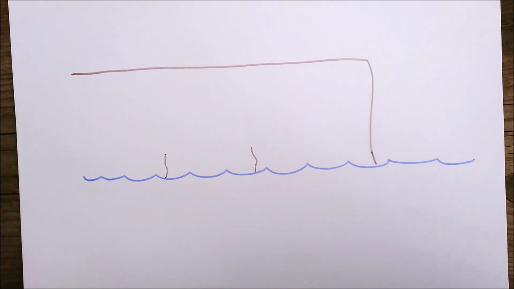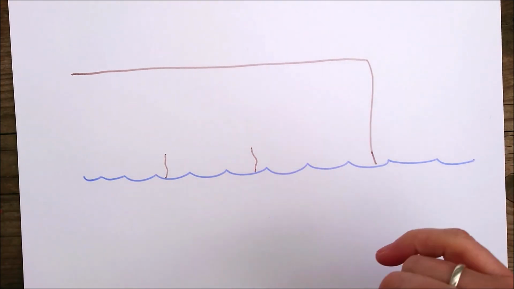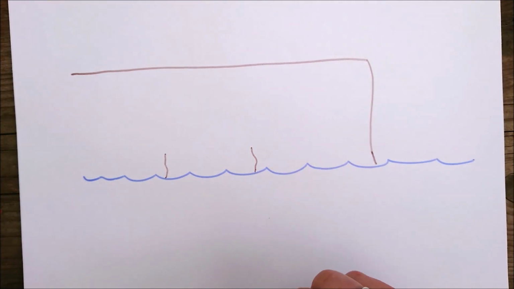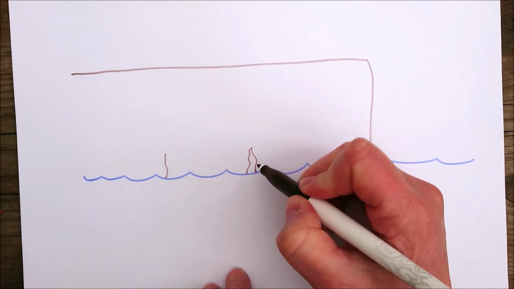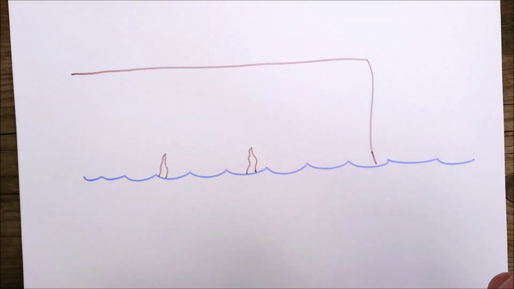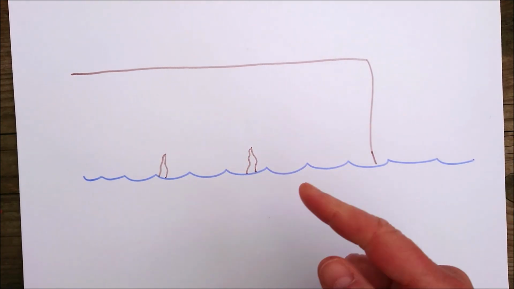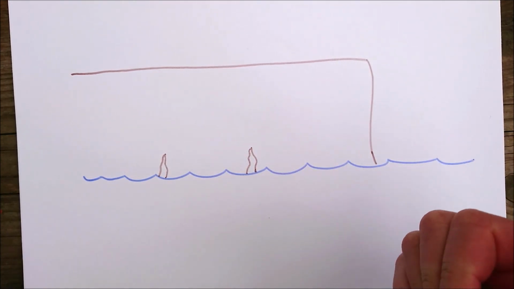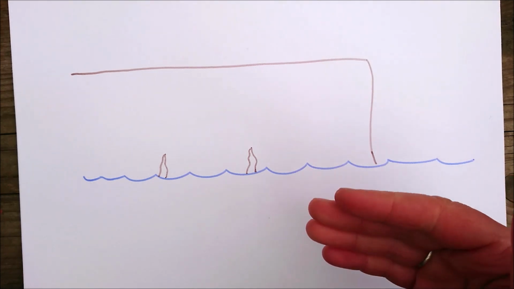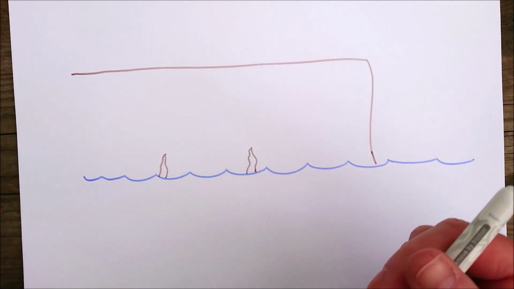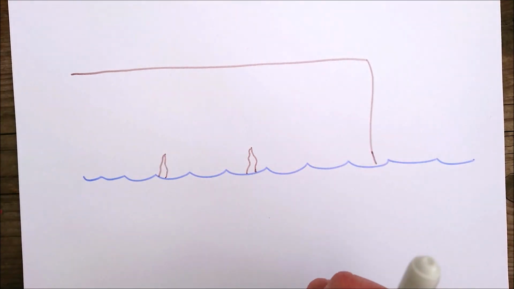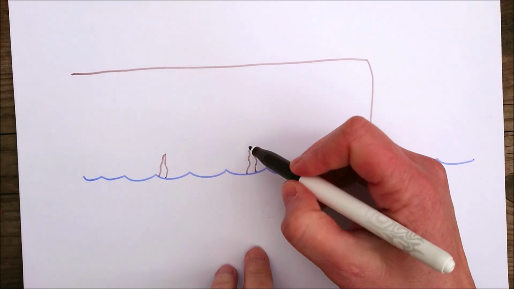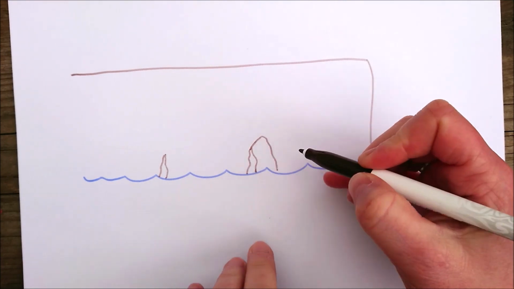then those faults are very likely to become exploited by the erosive power of the waves, and they might start to widen over time and form caves. So you might have a series of caves along this coastline. If that continues and the erosion widens out that crack and that cave even further, then it's going to become bigger and bigger over time.